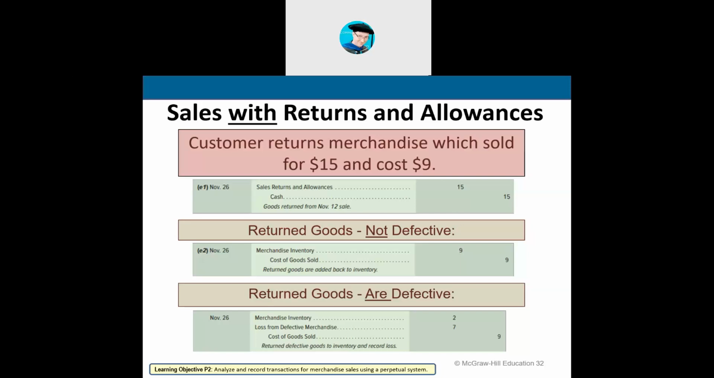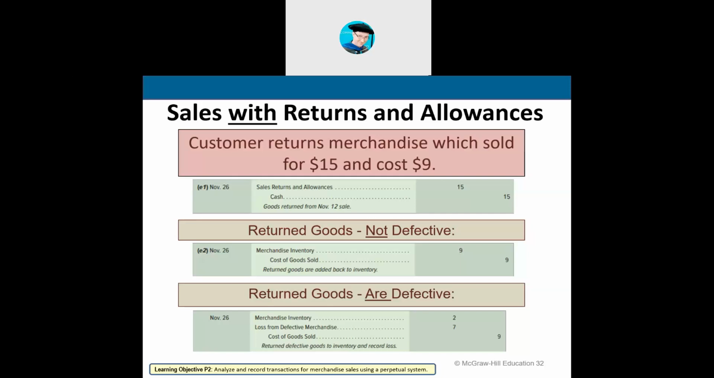And we can resell it, right? If we can resell the inventory, then we would debit merchandise inventory to put the inventory back into our inventory available for sale. And we credit cost of goods sold to reduce our cost of goods sold because it was returned. You've got to reduce your cost of goods sold if it comes back, because it's no longer sold at that point.